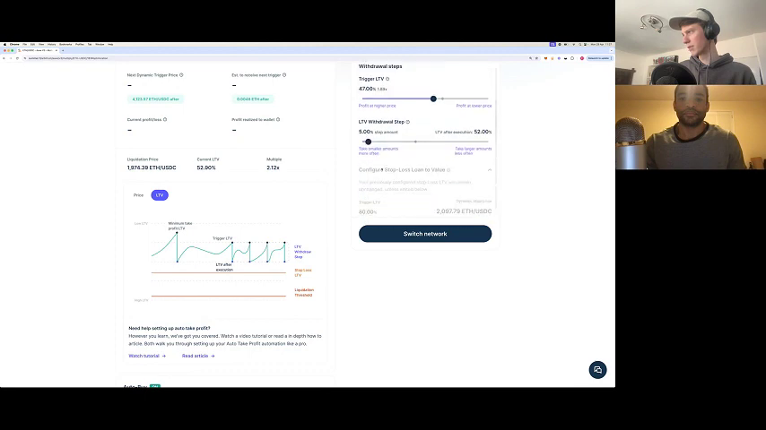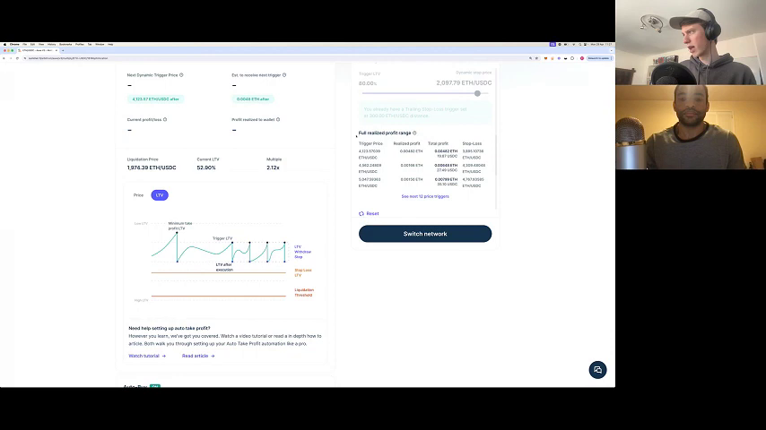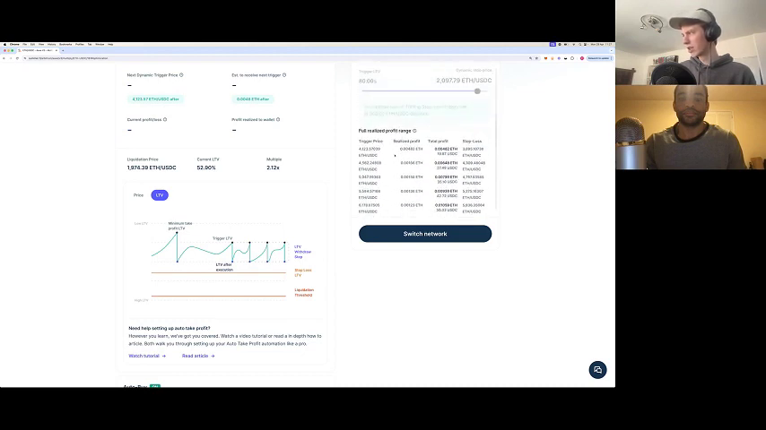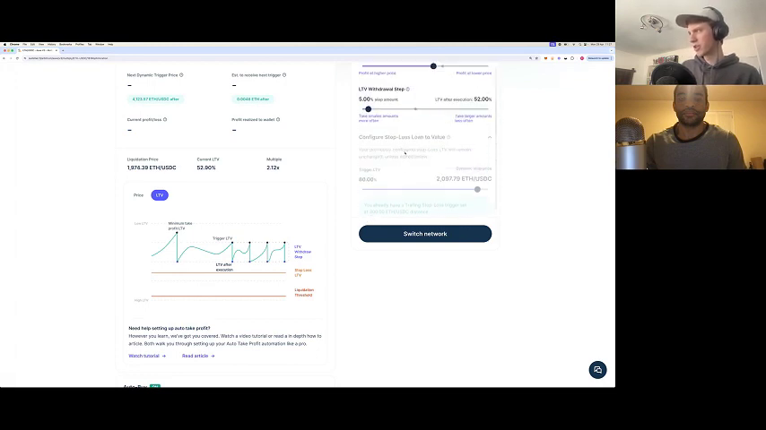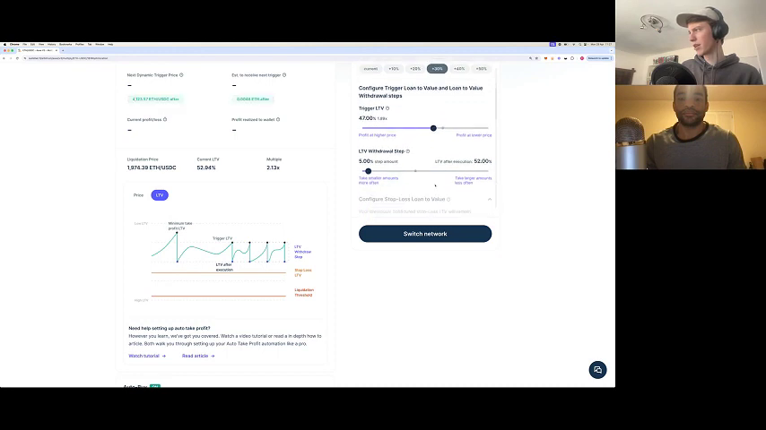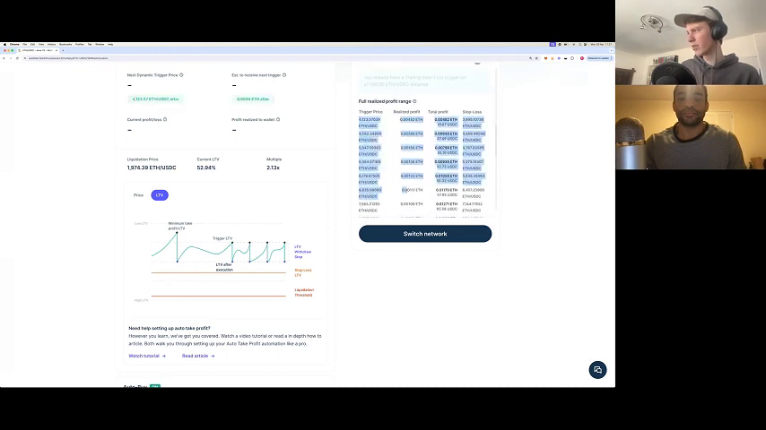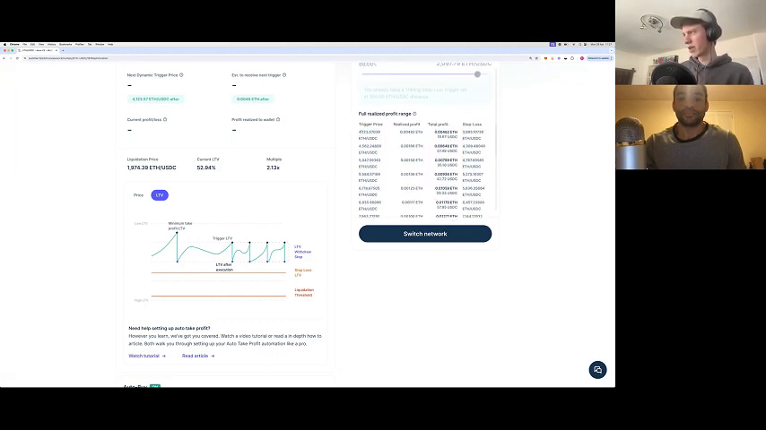Let's go back, and what we can see is all of the upcoming triggers. I think we show 14 in this case. So if you're just playing around with these sliders, you can see all the results of that in this table, so what it does to your position. You see the new trigger price, the realized profit, total profit, and your stop loss.